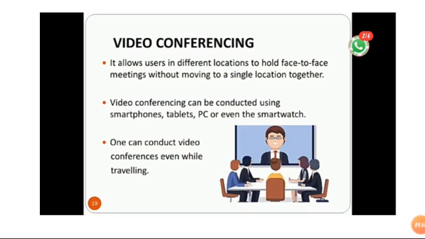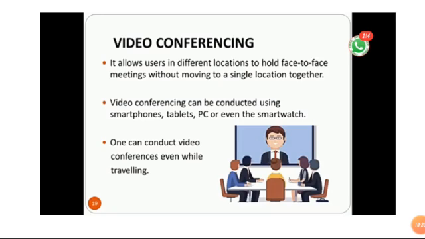Like when we were doing Microsoft Teams class, we all were at our home, but we could see each other, we could hear each other. So for this, what are the requirements? First of all, a video camera has to be installed at the sending device continuously so that they can capture the picture of the person.